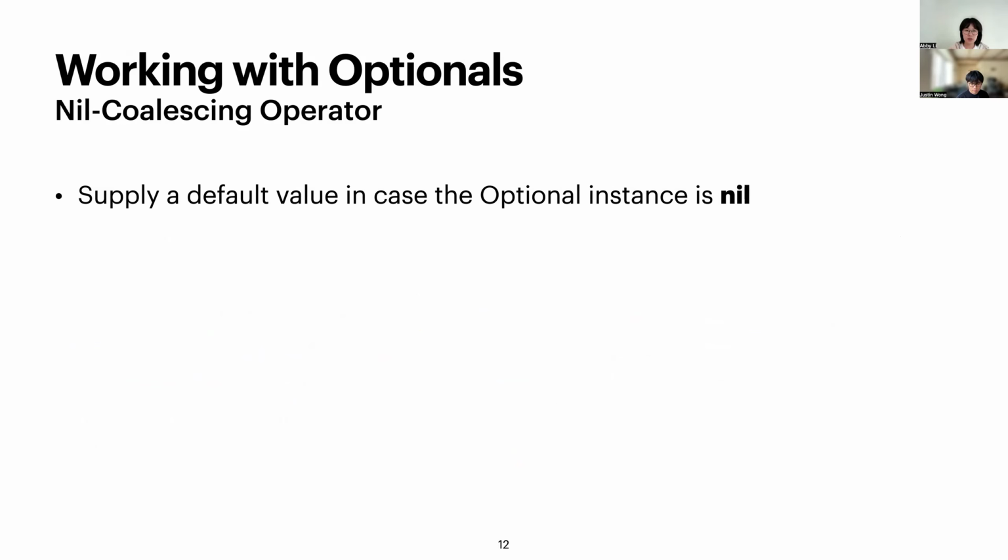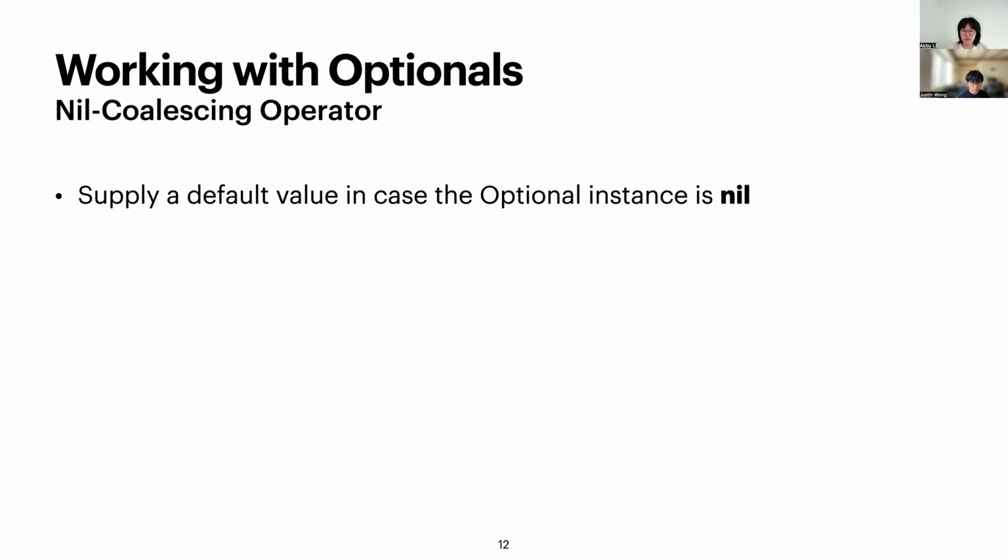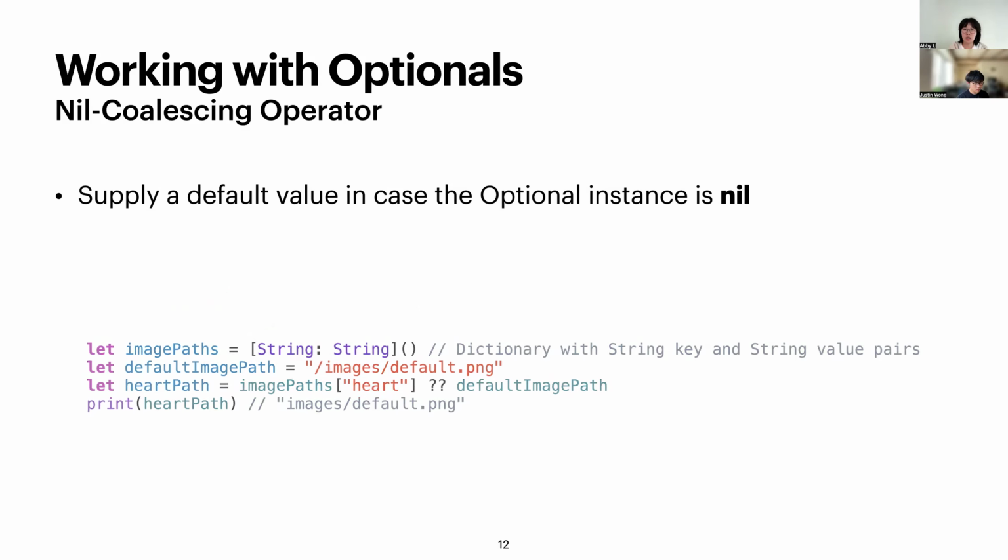And the nil coalescing operator gives you a default value when the optional is nil. So if the thing on the left exists, Swift uses it. Otherwise, it falls back to the value on the right. This is really nice when you want a clean default instead of writing a whole if else.